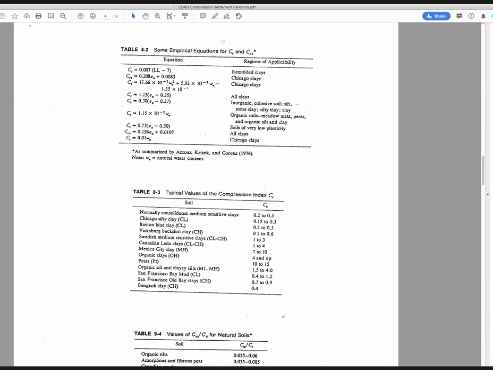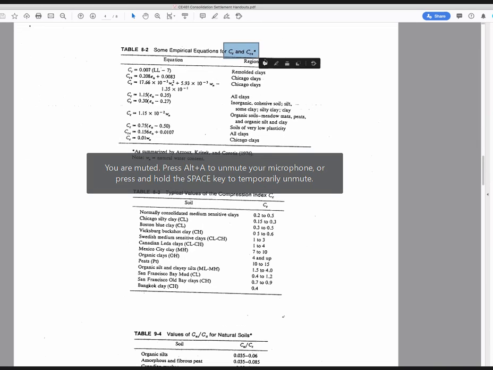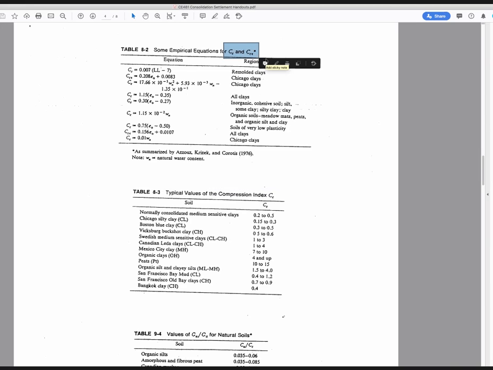There are some empirical equations for C sub C and C sub C epsilon. And C sub C is the value of compression in relation to a stress void ratio relationship.